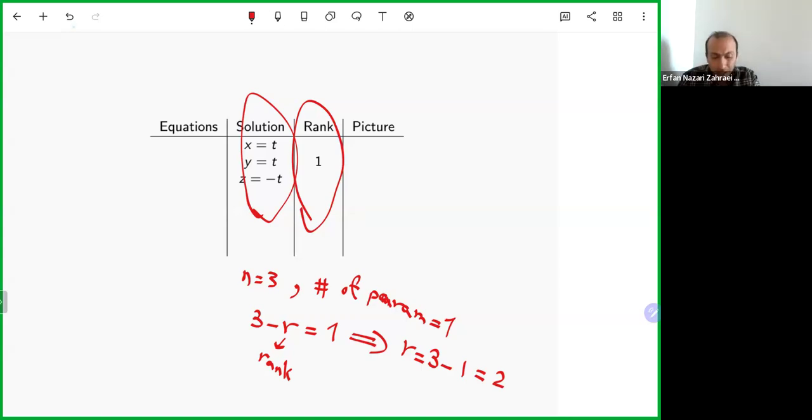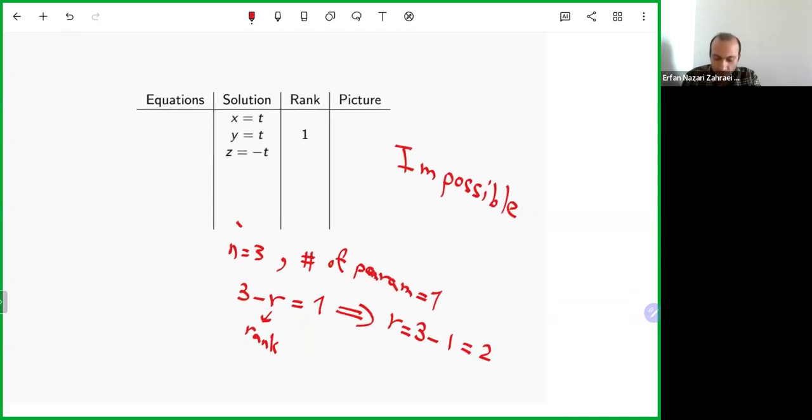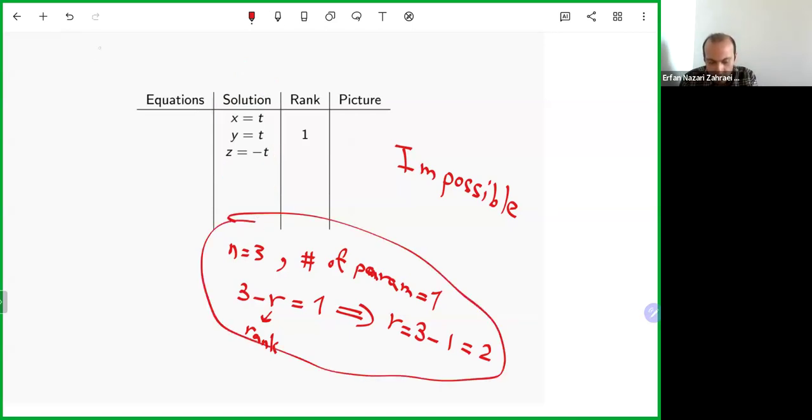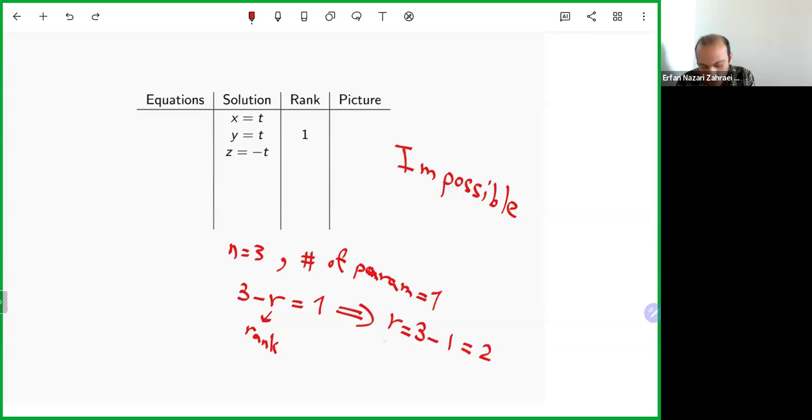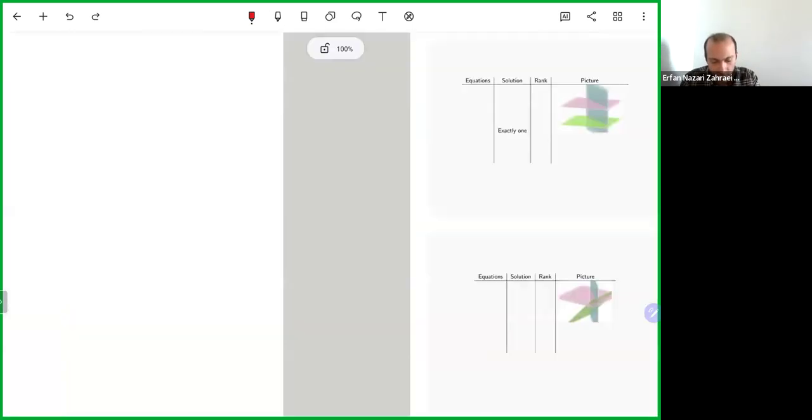And this is an impossible example. Why is it impossible? I explained it here: if I have this as the parametric solution, then this computation shows that rank should be 2. But I want rank 1, and it is not possible to have this as a parametric solution and at the same time rank 1. So this is impossible, and I cannot create any example for it. Let's move on to the next part.